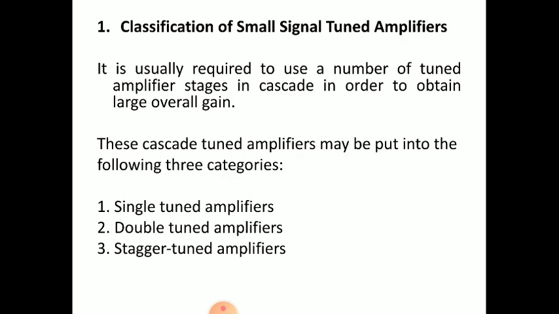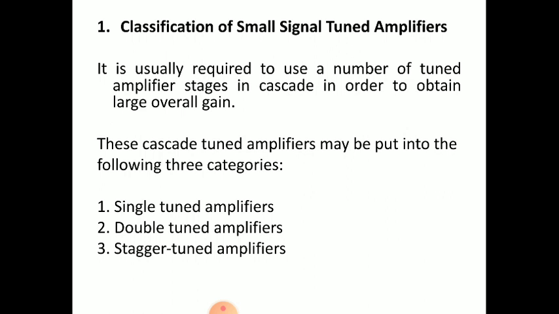Next, classification of small signal tuned amplifiers. First, we have seen the classification of tuned amplifiers into small signal and large signal. Now we are looking into the classification of small signal tuned amplifiers. It is usually required to use a number of tuned amplifier stages in cascade in order to obtain a large overall gain. To get higher gain, if we use only a single stage, that may not be sufficient. So we should use multiple stages.